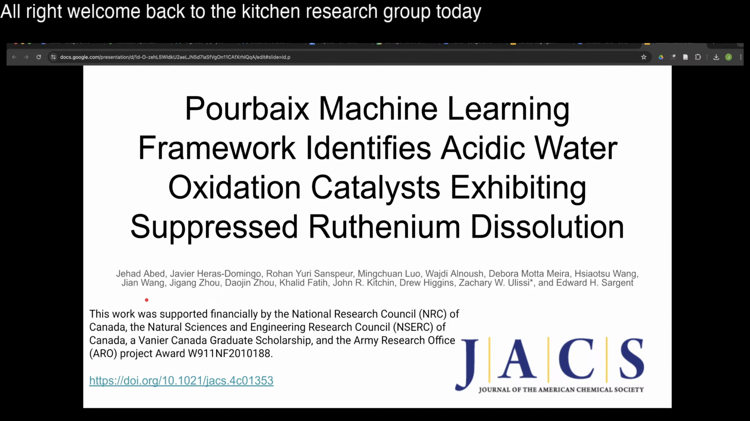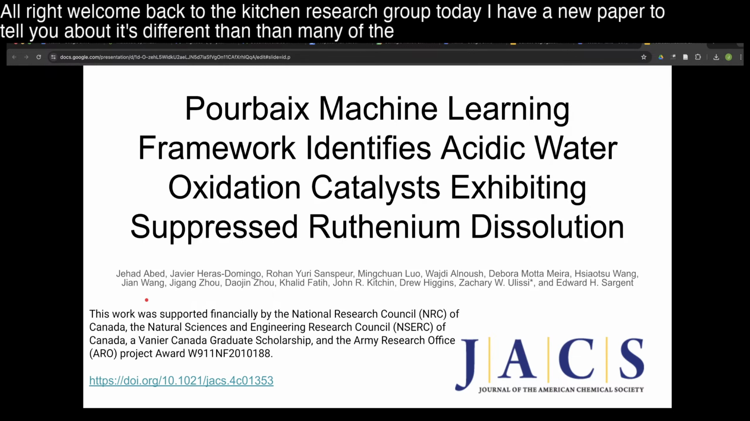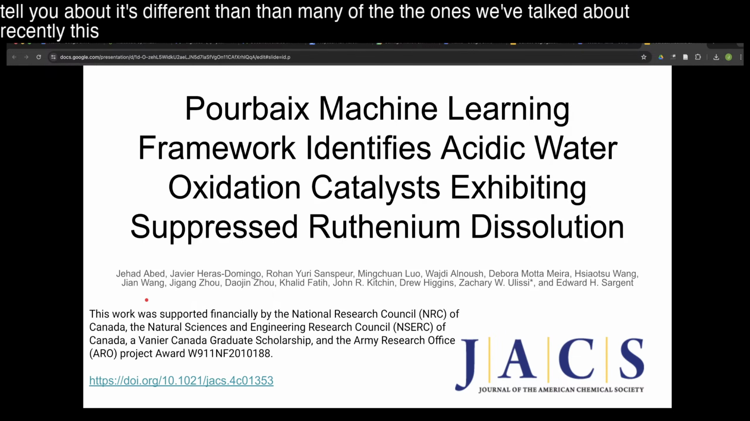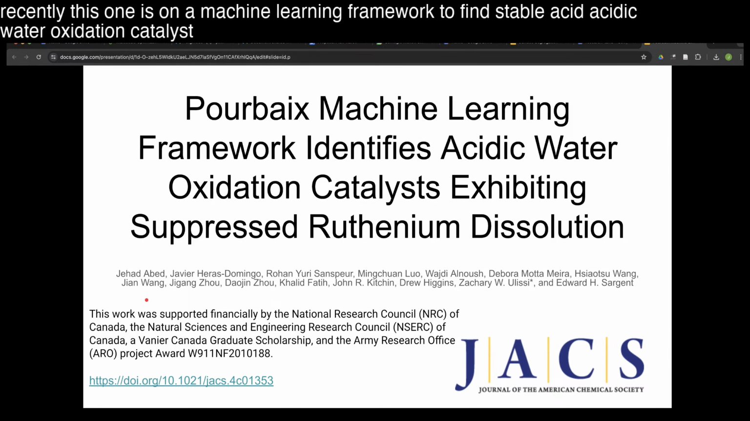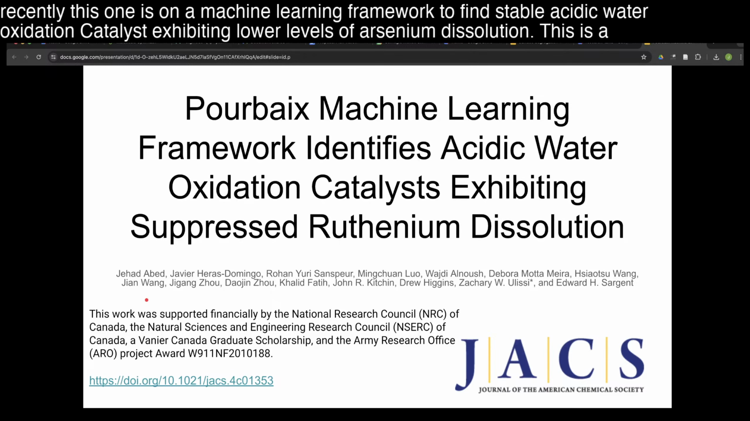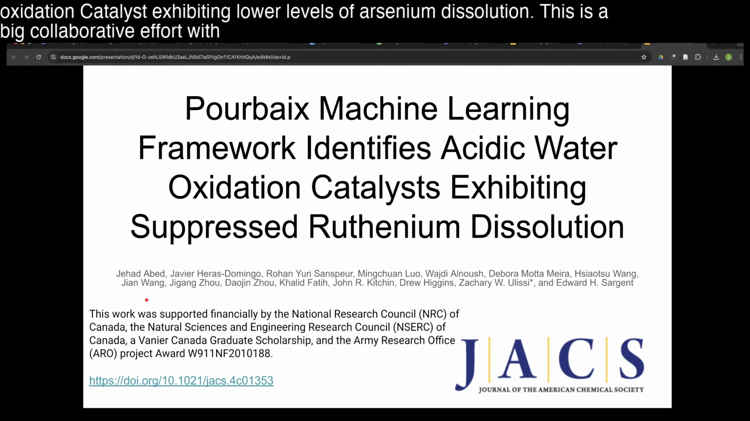Today I have a new paper to tell you about. It's different than many of the ones we've talked about recently. This one is on a machine learning framework to find stable acidic water oxidation catalysts exhibiting lower levels of ruthenium dissolution. This was a big collaborative effort with Ted Sargent's group and NRC in Canada, with a lot of authors here.